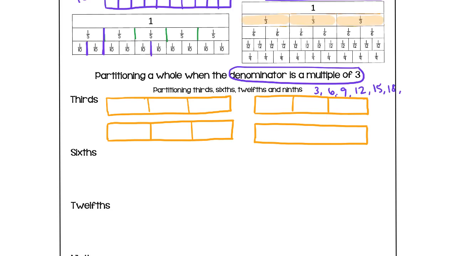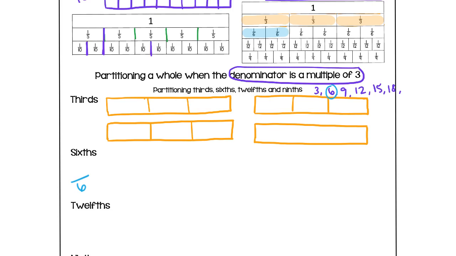All right, now we have sixths. So, because 6 is a multiple of 3, we can partition it into thirds first. Now on the front side, we partitioned it in half first because 6 is also a multiple of 2. But here we can see that 2/6 is the same as 1/3.